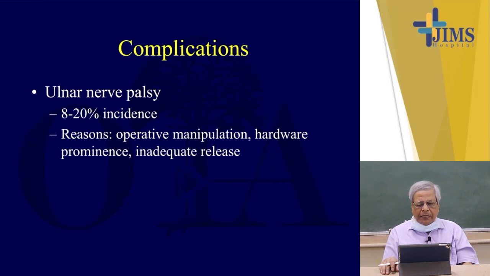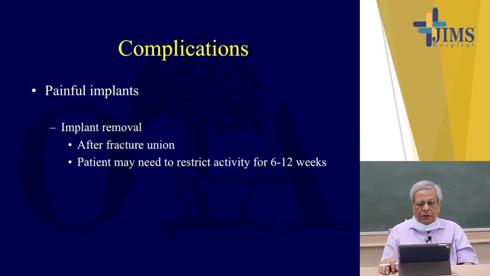The incidence is 80 to 20%, quite high. Reasons are operative manipulation, hardware prominence, and inadequate release. Other complications could be painful implants, such as if the proper contouring is not done, the implants may become painful or prominent. In those cases, they may need removal after fracture union.